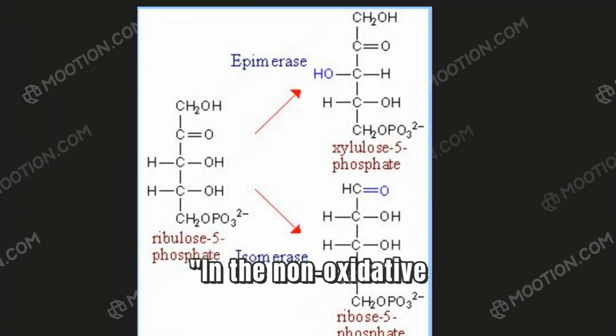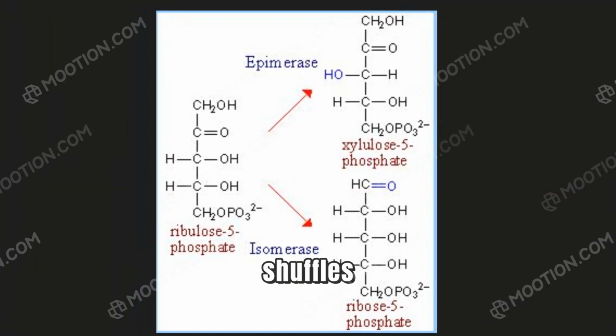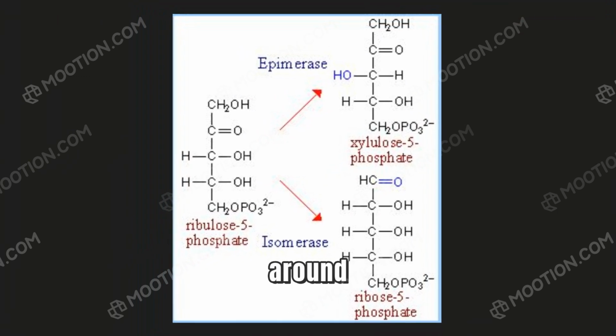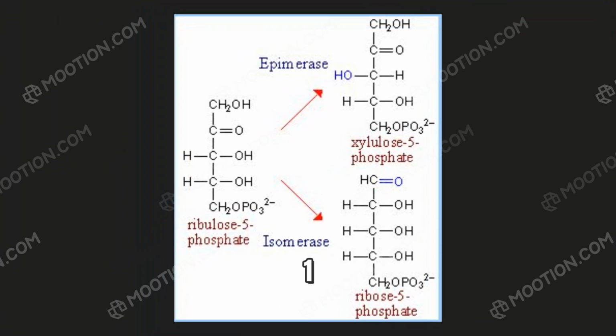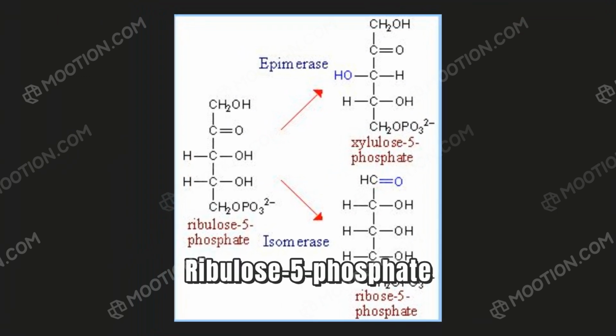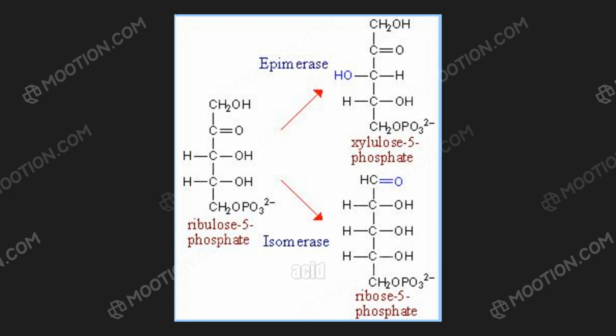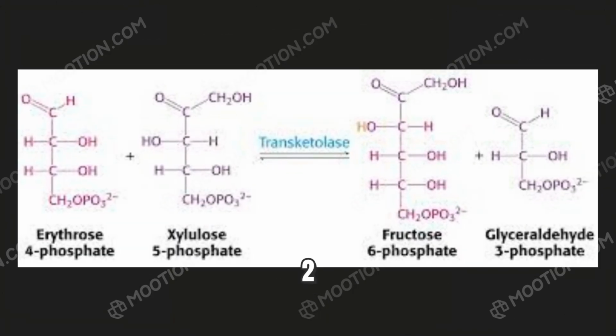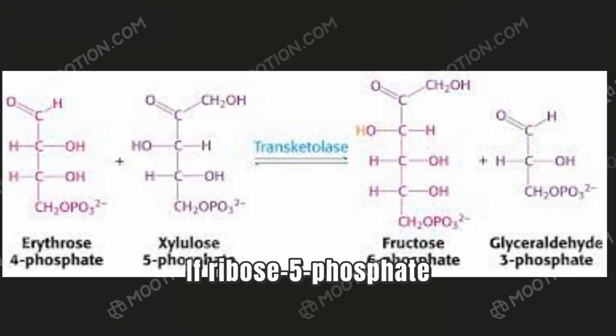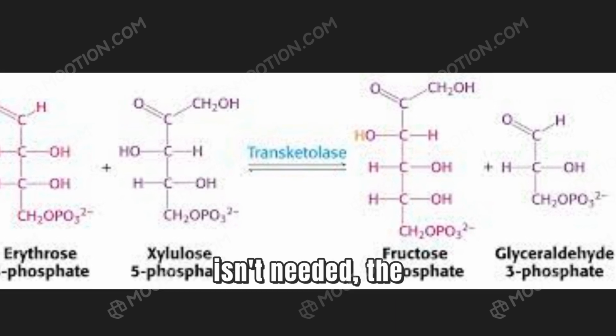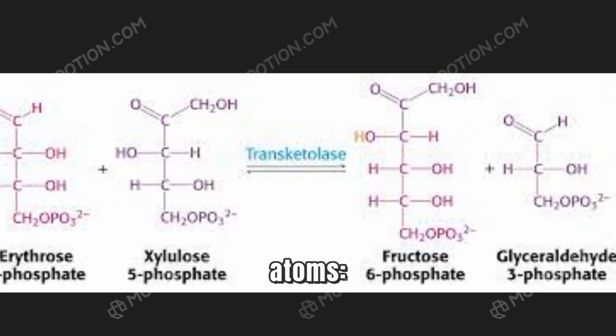In the non-oxidative phase, the cell shuffles 5-carbon sugars around to make what it needs. Step 1: ribulose 5-phosphate is converted to ribose 5-phosphate, needed for nucleotide and nucleic acid synthesis. Step 2: if ribose 5-phosphate isn't needed, the cell recycles the carbon atoms.